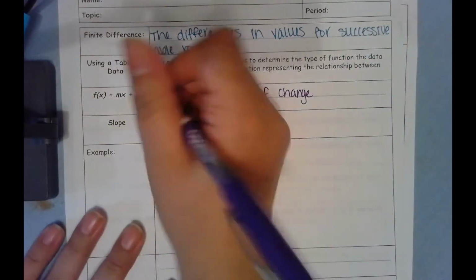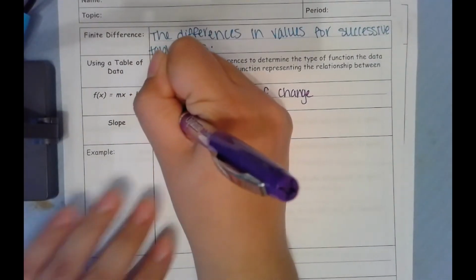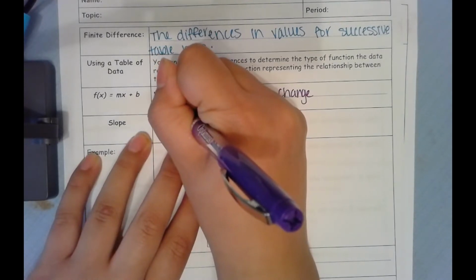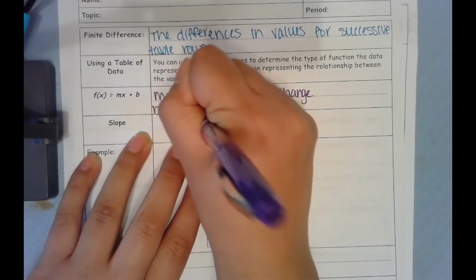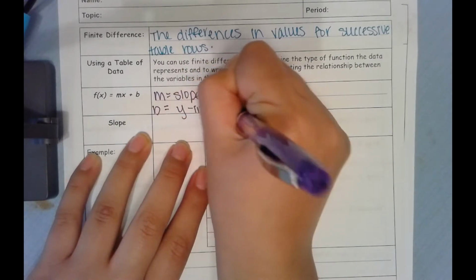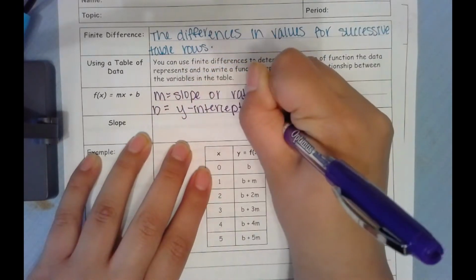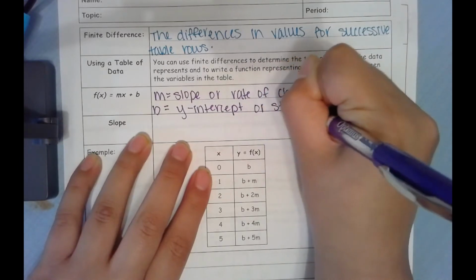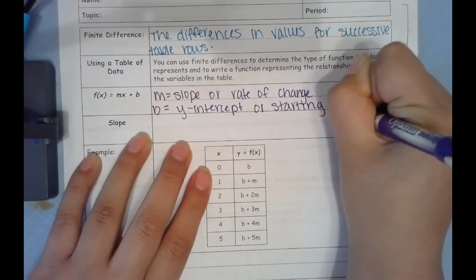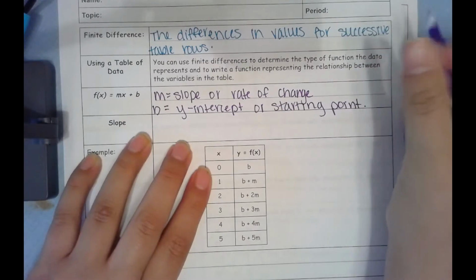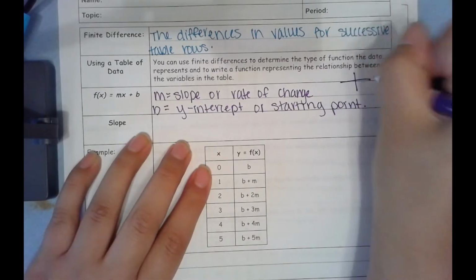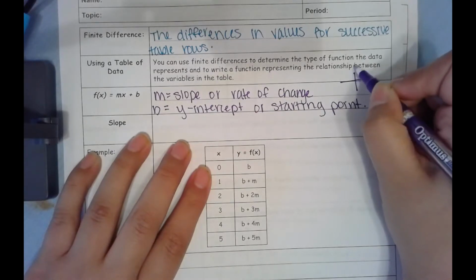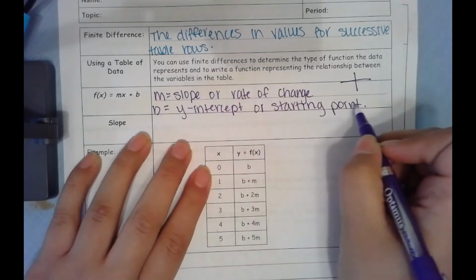And then b is the y-intercept. But it's also known as the starting point. If you have your graph right here, it is where your graph passes your y-axis right here. That would be your b.